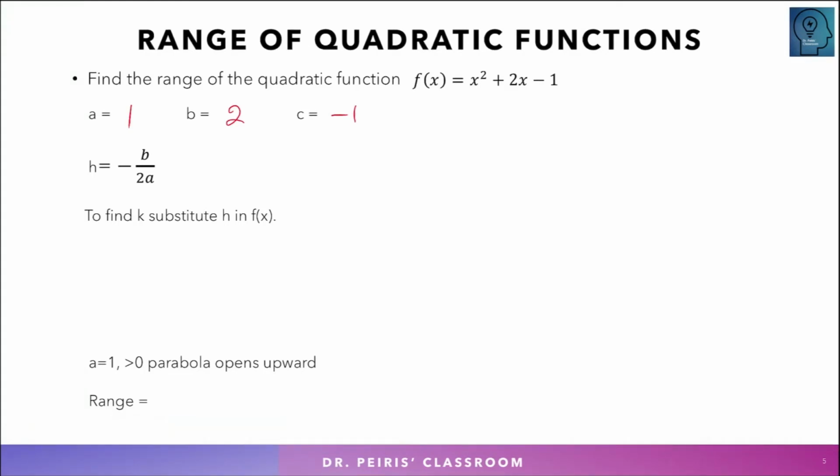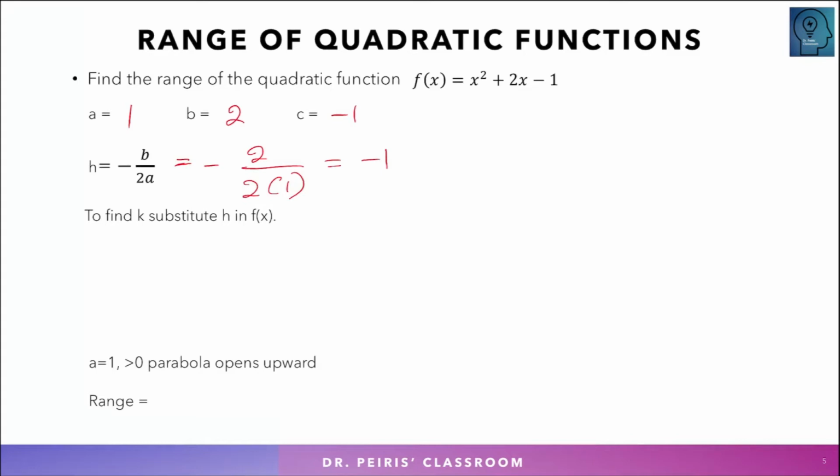Now we can find the h, which is the x coordinate of the vertex, equal to minus b over 2a. We substitute these values here to find the h. Minus b is negative 2, divided by 2 times a, which is 1. So negative 2 divided by 2 is equal to negative 1. So the h is equal to negative 1.